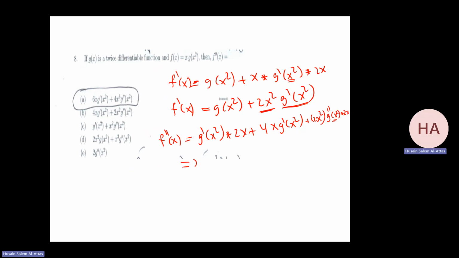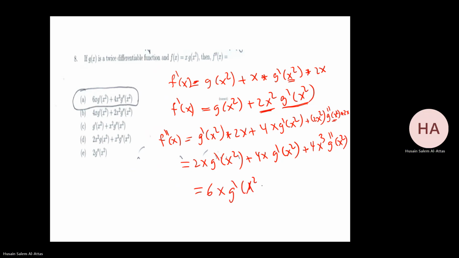Now we'll arrange it. This is 2x, g prime of x squared. Here I have 4x, g prime of x squared. And here I have plus 4x cubed, g double prime of x squared. So the answer is 6x g prime of x squared plus 4x cubed, g double prime at x squared.